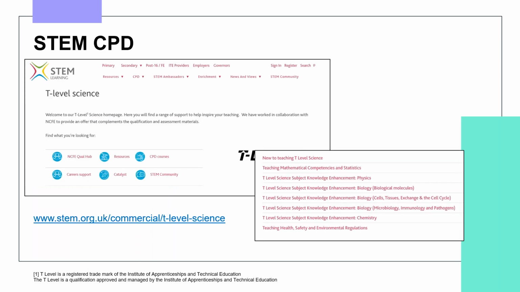STEM Learning has also got a CPD platform where you can search for upcoming sessions for the T level. Now you will need to register with STEM Learning first, and I've included the link to their main landing page where you can find the follow-up sessions that STEM Learning will be delivering.